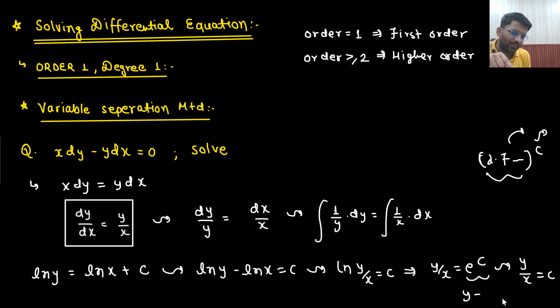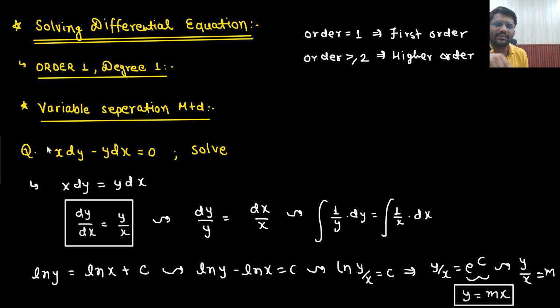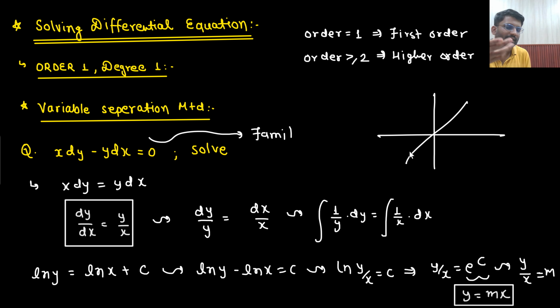Let's say that constant is m. I put e to the power c as m. So y equals mx. What is this? This is the equation of a straight line. So it represents a family of straight lines. What is the meaning of family here? Because m can take any value. If m is 1, then this is the line. If m is 2, then this will be the line. If m is minus 1, then this will be the line. If m is 3, then this will be the line. So a lot of lines are possible. This is known as a family of straight lines.